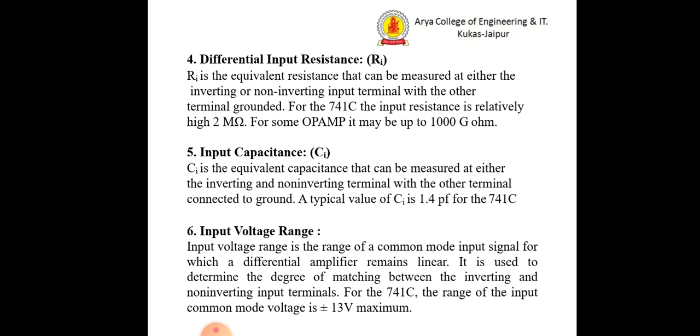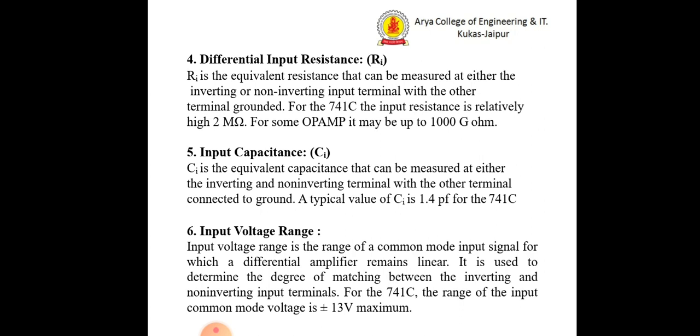The next parameter, 4, is the differential input resistance denoted by Ri. Ri is the equivalent resistance that can be measured at either the inverting or non-inverting input terminal with the other terminal grounded. For a 741C, the input resistance is relatively high, about 2 mega ohm. For some op-amps, it may be up to 1000 giga ohm. It is quite large, as you can see.